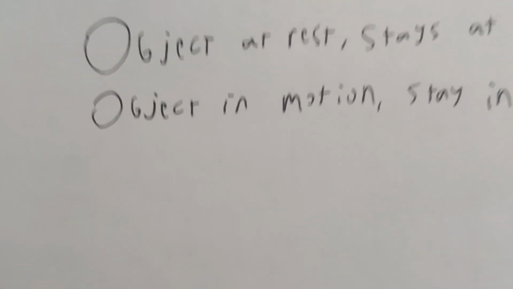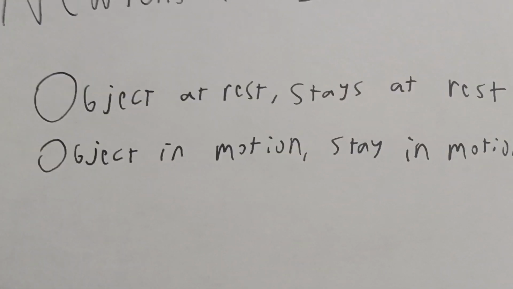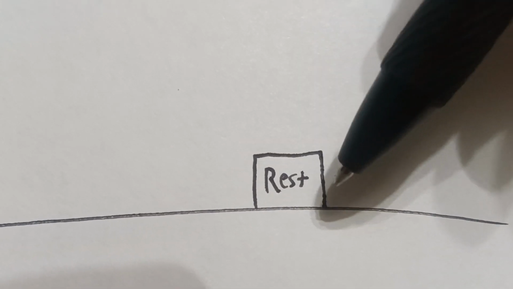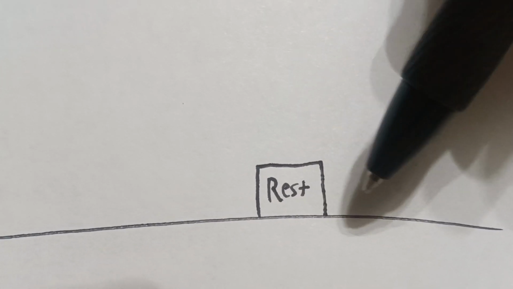Let us talk about Newton's first law. Now, Newton's first law can be summarized with the following sentences. An object at rest stays at rest, and an object in motion stays in motion. Now, if we go down here to my diagram, here we have a block. It is at rest. So it will continuously stay at rest unless another force is exerted on it.